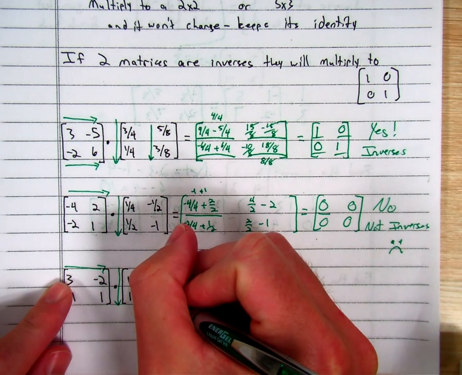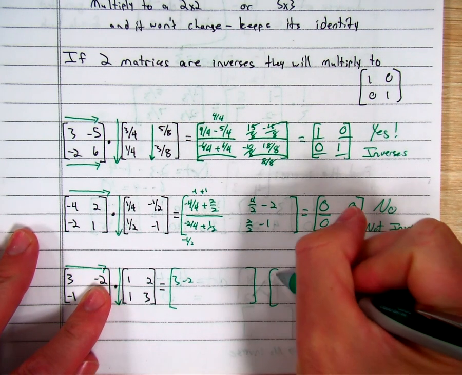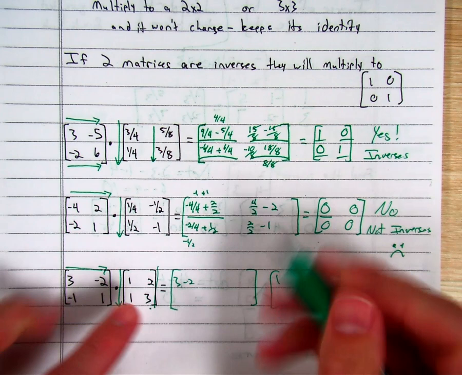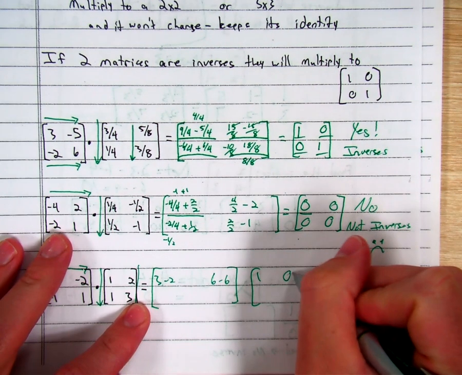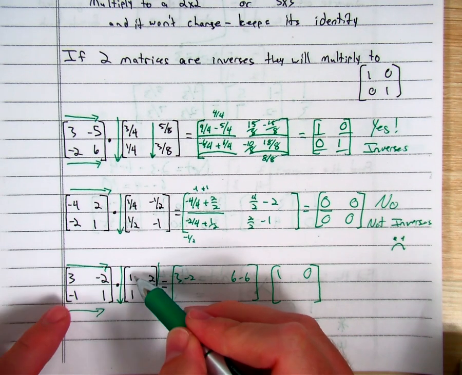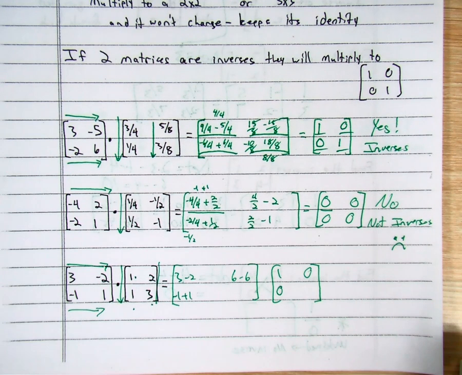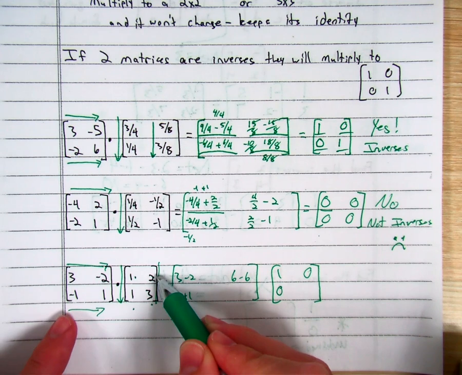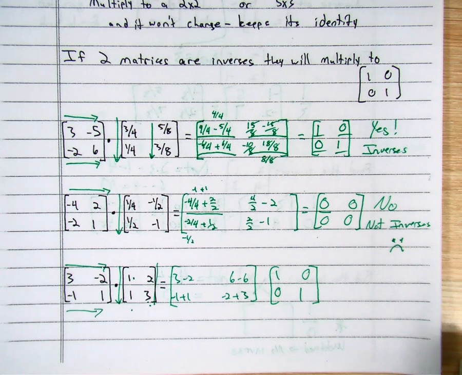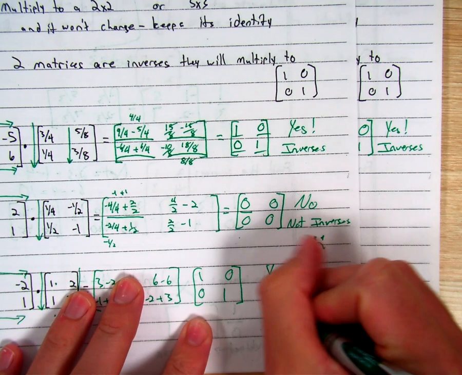So we got 3 and negative 2 for 1. Row column, 6 minus 6 for 0. Row column, negative 1 plus 1 for a 0. And row with a column, negative 2 plus 3 for a 1 there. 1, 0, 0, 1. Yes. Inverses.